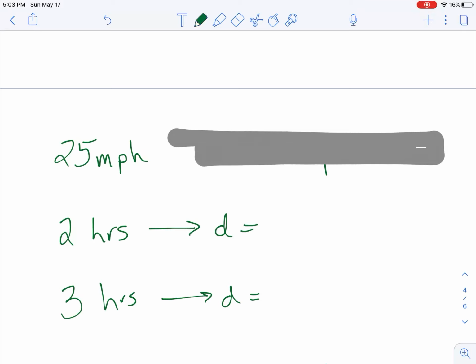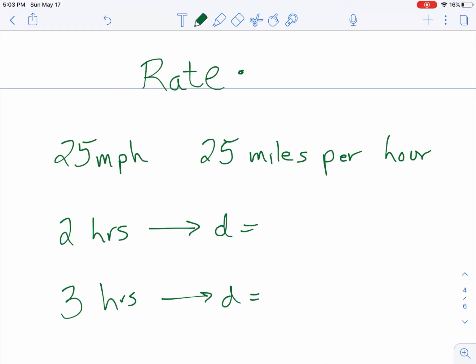Well, it is a rate. So that's important that we're aware of that. That is a rate. So it's how much distance you travel per unit of time. So what that means is a rate has something to do with distance and time. So going 25 mph is 25 miles per hour. So 25 miles for every 1 hour.